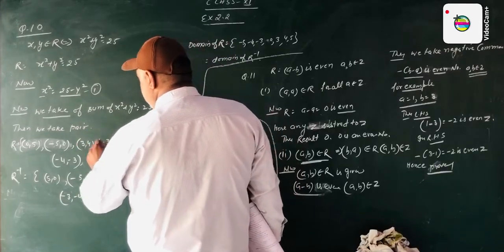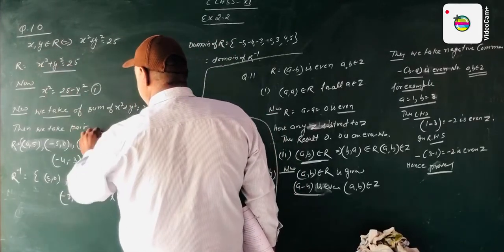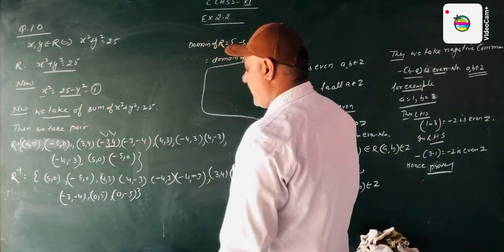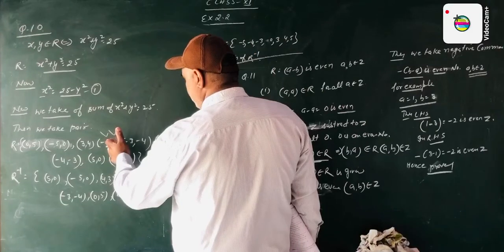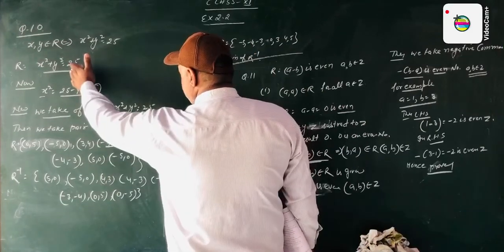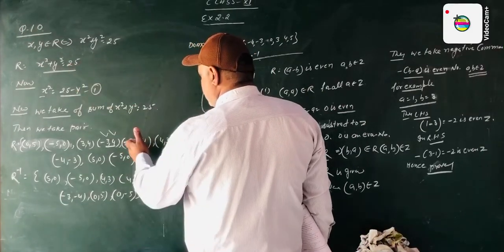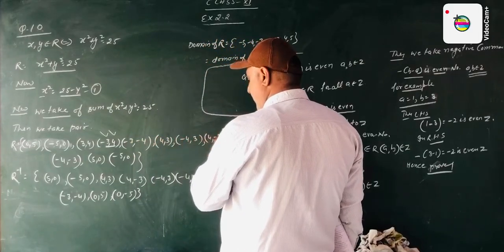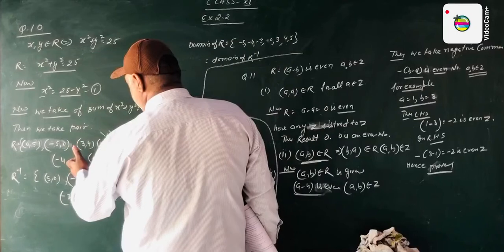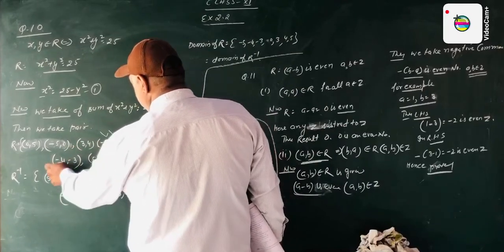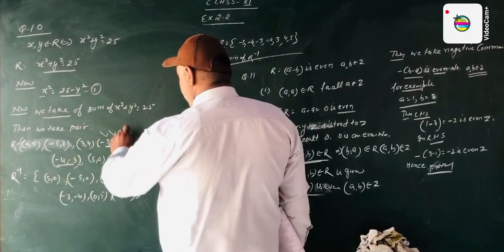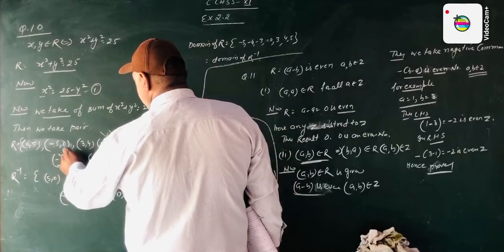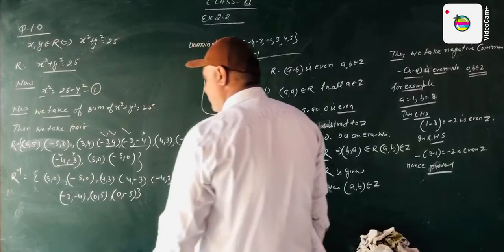Now we take this result and simplify: the sum of the squares of these values is equal to 25, so we are correct. Now the square of this value plus the square of this value gives the result 25. Then minus 3 minus 4, 4 3, minus 4 3, 4 minus 3, minus 4 minus 3. These are opposite to each other. These are not the same. This is the value of x, this is the value of y. Both are different. So these are not the same.